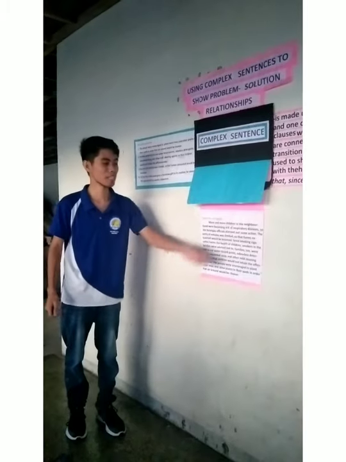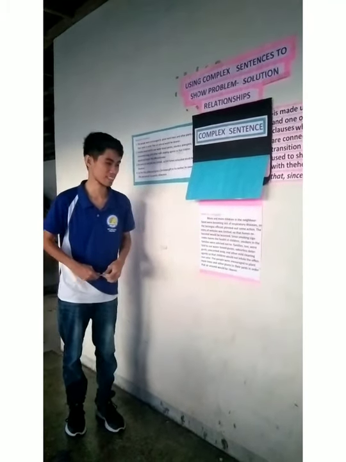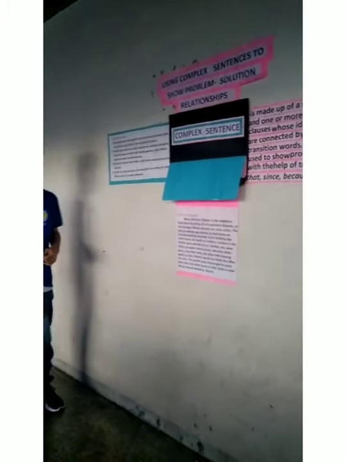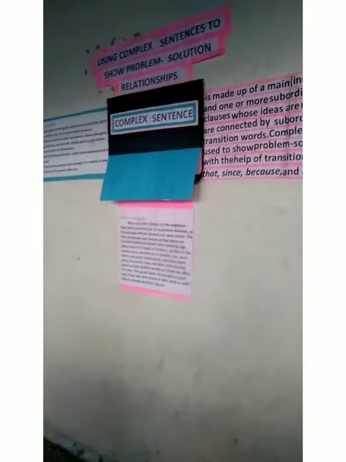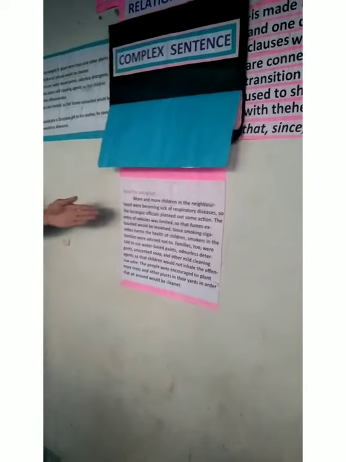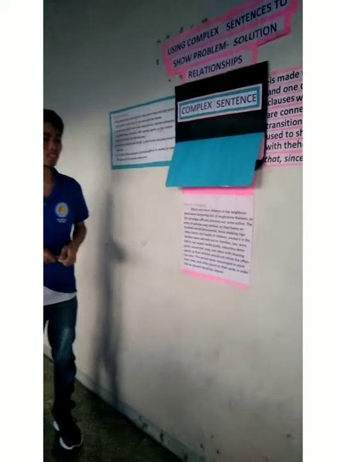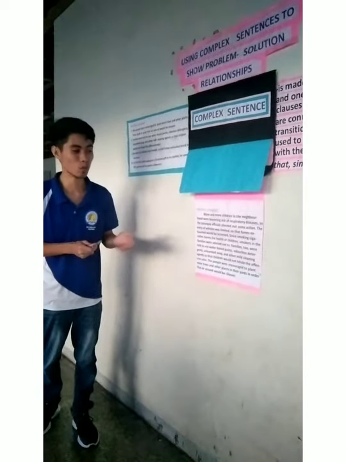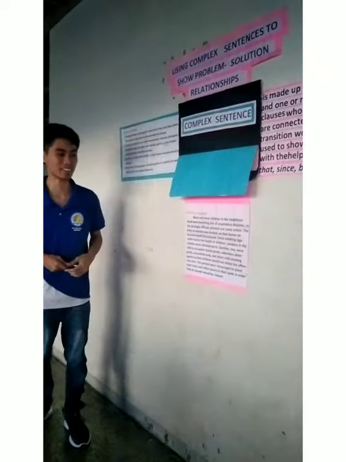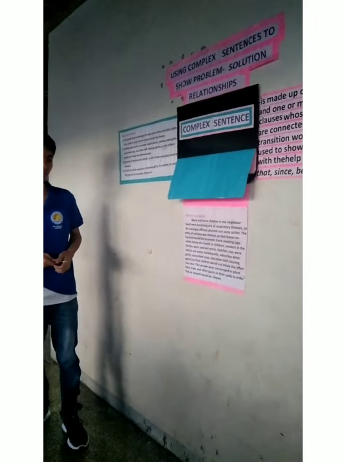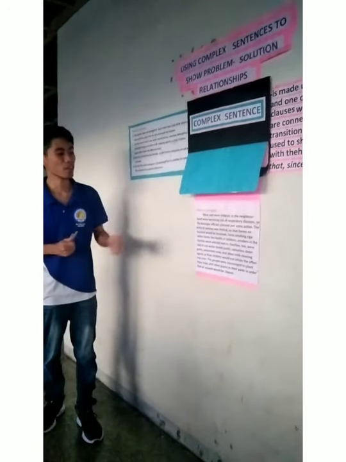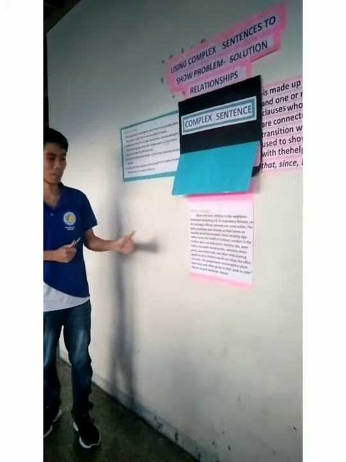Next sentence, please read the second sentence. The entry of vehicles was limited, so the fumes exhausted would be lessened. Is this still a complex sentence? Yes, it is. Now, which clause is a dependent clause and which one is an independent clause? The first one is the independent clause. Correct. The first one is an independent clause.